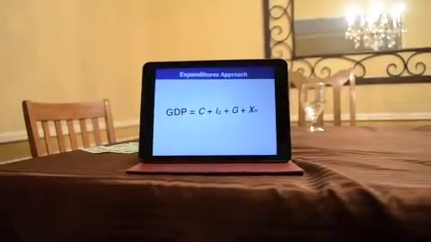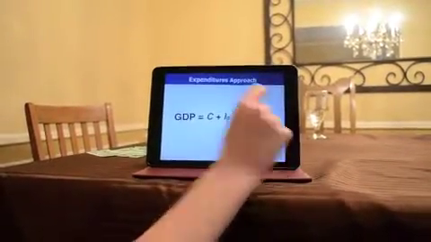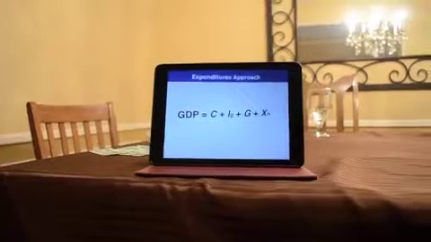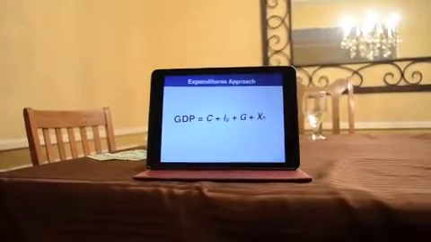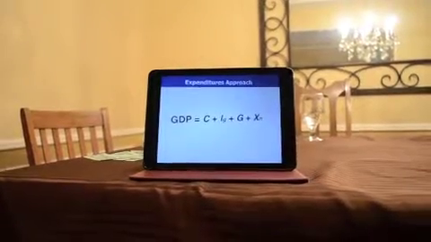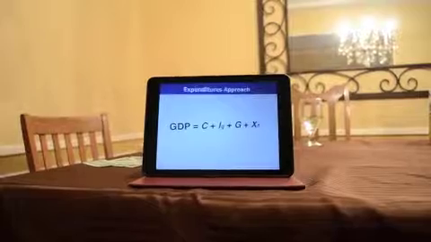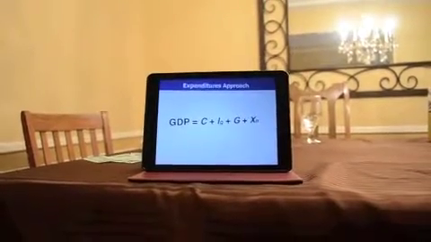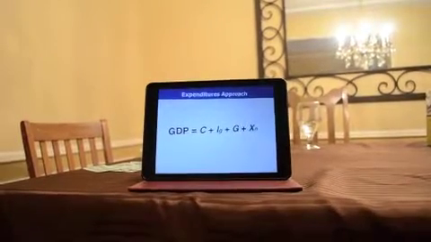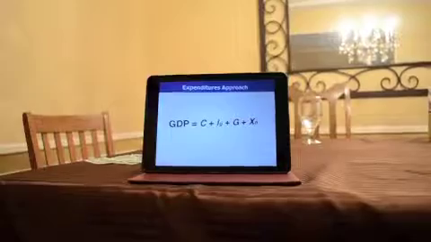And the last part of the equation, net exports. It adds exported goods because they're produced in U.S. territory, and it subtracts imported goods because they're included in the GDP of the original country. So yeah, XN, which is net exports, is the exports minus the imports. Right. And that's your expenditure approach.